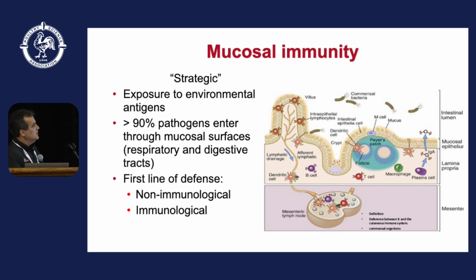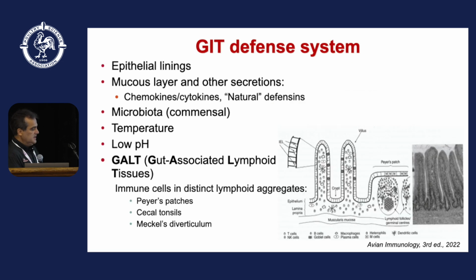As an example, the epithelial lining is very important. You have the mucus layer right on top of it. And also we have the commensal microbiota. They can produce bacteriocins and things like that that are antimicrobial. Low pH and the high temperature of the bird help. Most importantly is the gut-associated lymphoid tissue, and that's the GALT.